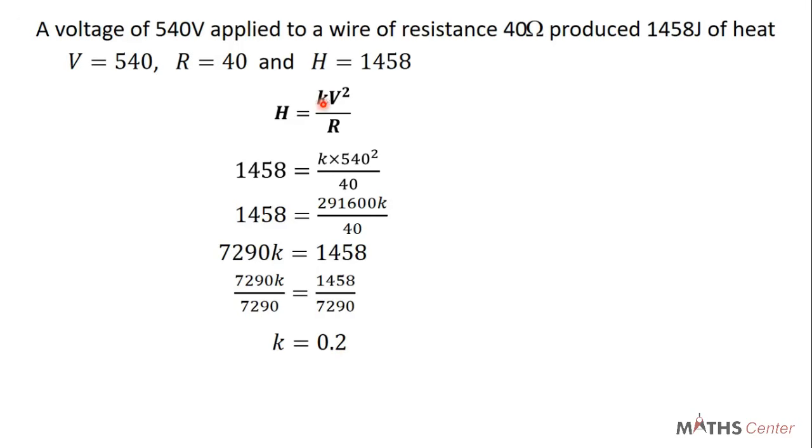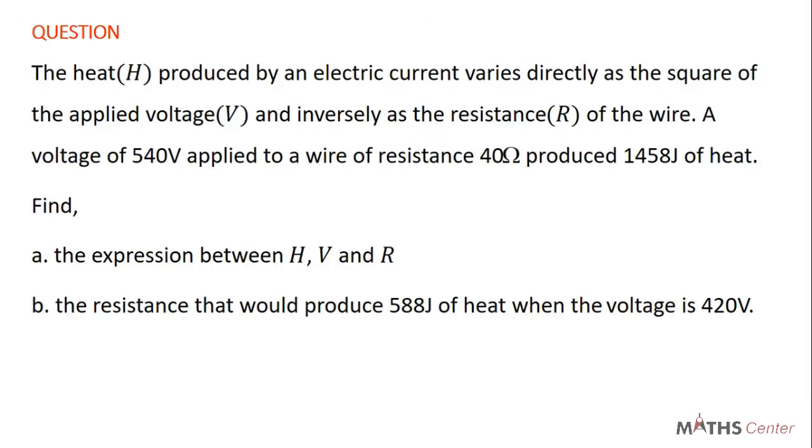H is equal to KV squared divided by R. So if K is 0.2, then we can say that H is equal to 0.2 V squared divided by R. This is the first part of the question. We have been able to find an expression connecting H, V, and R. We are going to solve the second part of the question in the next video. So see you in the next video and let's continue solving this question.